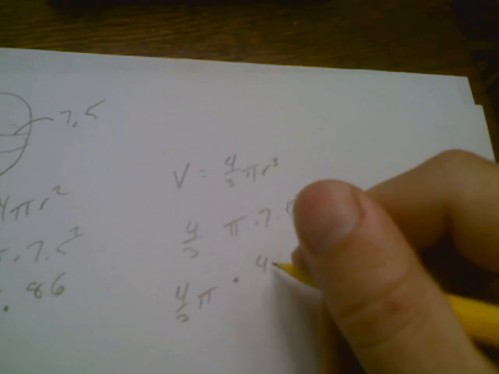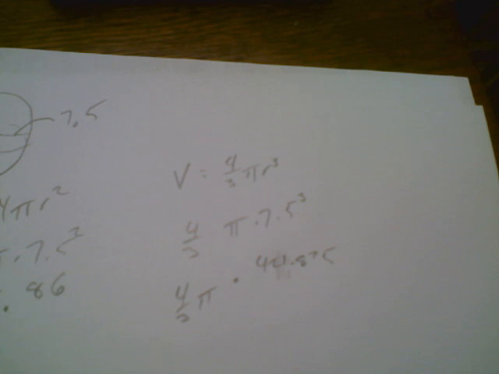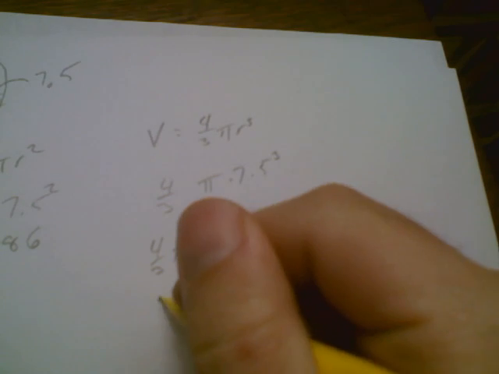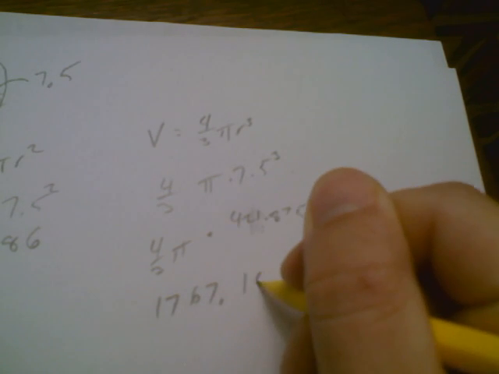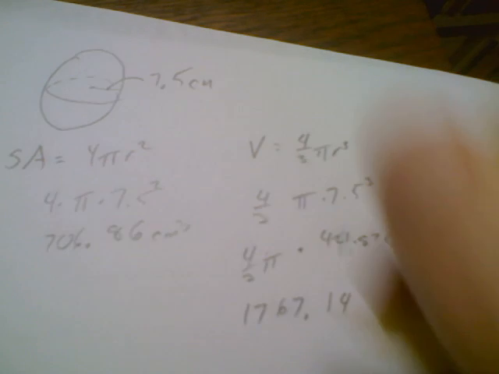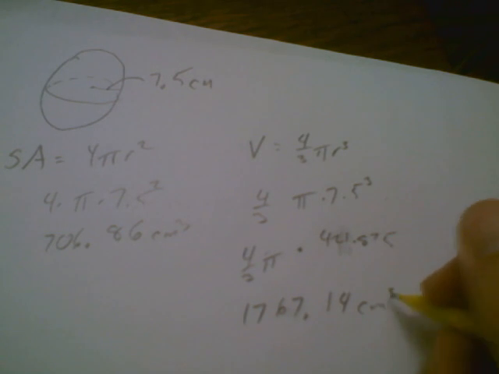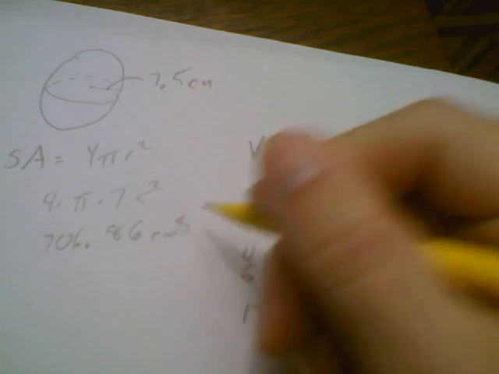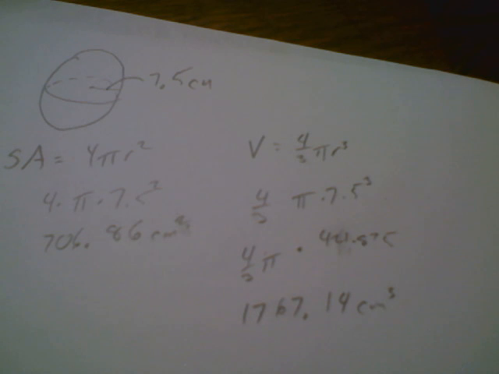Make that look a little clearer. All right, that's better. Times pi times 4/3, you can just type that right into the calculator, and all this together will give us 1767.14 cubic, these are centimeters. These are square centimeters, and these would be cubic centimeters. So that's one way to do that.